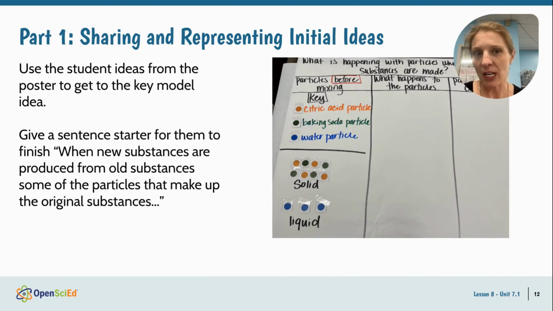At the end, you're going to create a science idea and add that science idea to your poster. I start by giving my students a sentence starter. That sentence starter is, when new substances are produced from old substances, some of the particles that make up the original substances... Then we look back at the poster and I say, let's summarize. What do we think they might be doing? You're going to write down all the ideas that the students had about what the particles might be doing. And that's going to help you get your new key model idea.